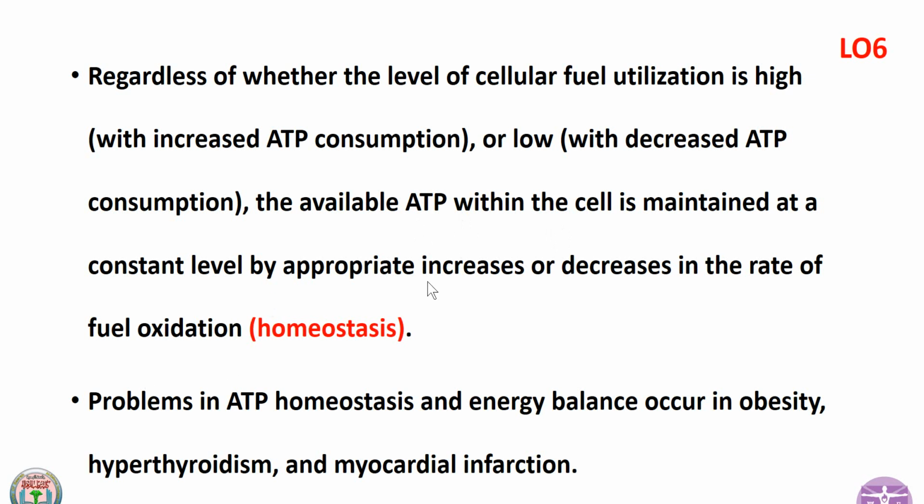And when there is a problem in the level of ATP or ADP production or store, and the energy balance, this deviation from the homeostatic process occurs in obesity, in hyperthyroidism, or in myocardial infarction. In these conditions, there will be disturbances in the ATP homeostasis.